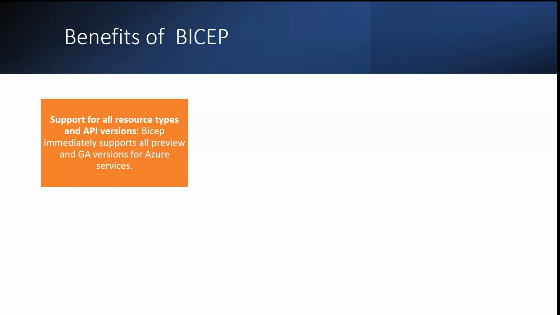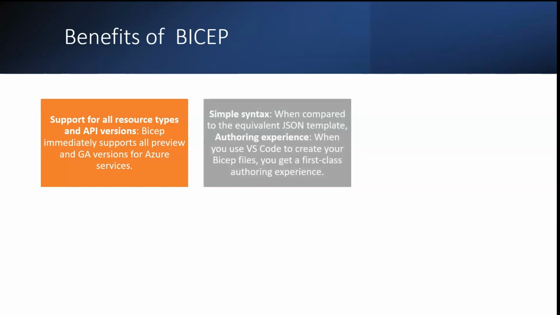So let's see what the benefits of Bicep are. Bicep supports all resource types and API versions. Bicep immediately supports preview and GA versions of Azure services. As soon as a resource provider introduces a new resource type and API version, you can use Bicep files to deploy your resources. So that is the meaning: if there is a Resource Manager API for your service on Azure, you can use Bicep to deploy your resources.